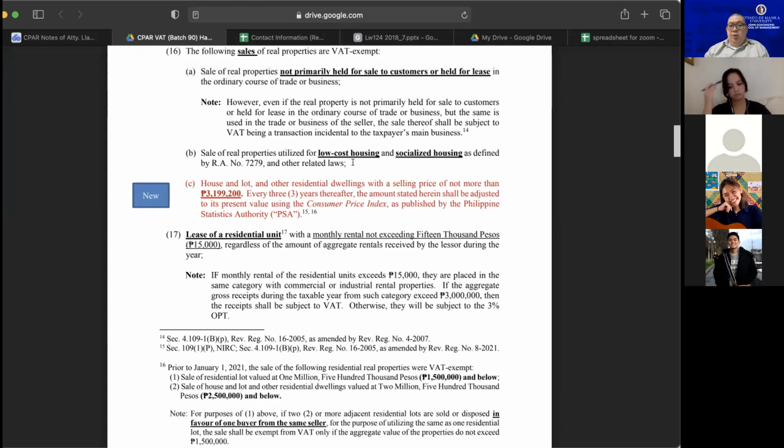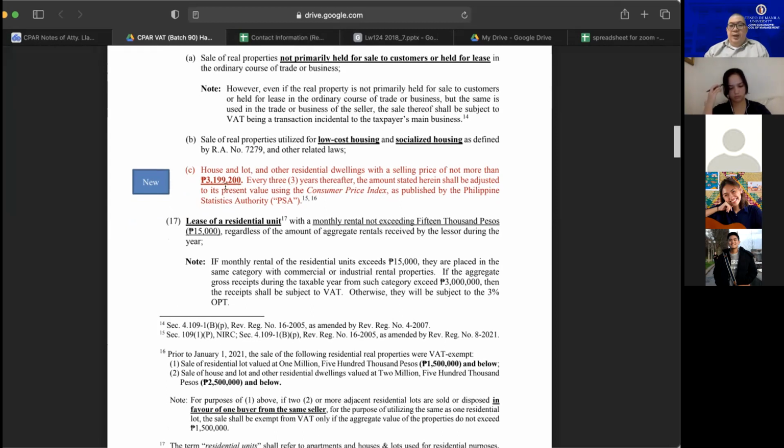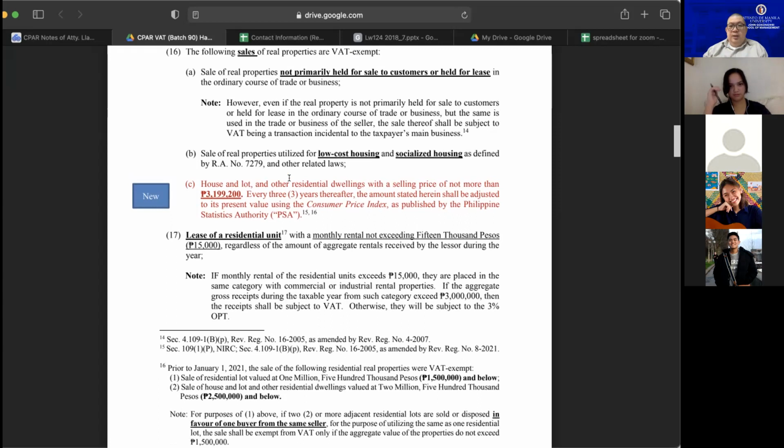Then the other one is low-cost housing or socialized housing. Then the third one is the sale of house and lot with a selling price of not more than 3.199. This is the cut-off now. 3.199. The new law, the CREATE law, increased it to 4 million, but it was vetoed by President Duterte. Okay, gets?